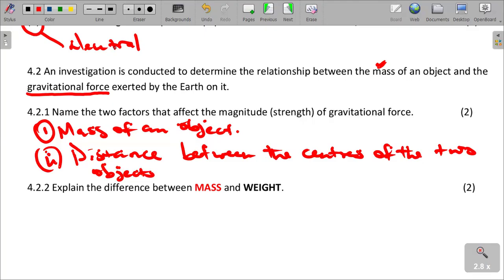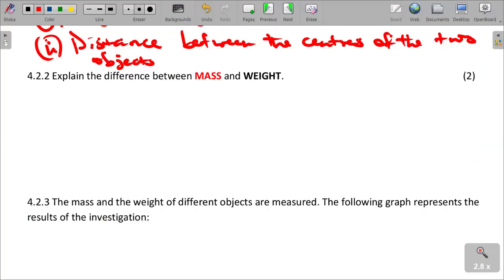So the heavier an object is, the stronger the gravitational force. And also the higher an object is, the more the gravitational force. Explain the difference between mass and weight. Distinguish between mass and weight. What is the difference between mass and weight? So we want to give the difference therefore.